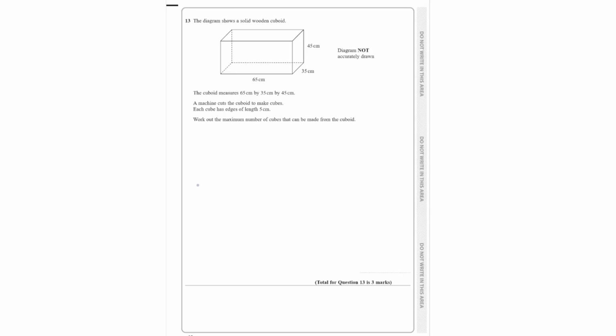Question 13. The diagram shows a solid wooden cuboid. The cuboid measures 65 centimeters by 35 centimeters by 45 centimeters. The machine cuts the cuboid to make cubes. Each cube has edges of length 5 centimeters. Work out the maximum number of cubes that can be made from the cuboid.